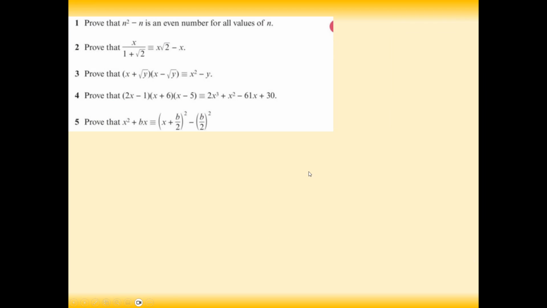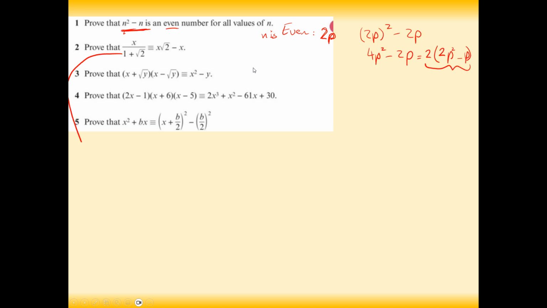Alright, so the questions in your textbook are like so. You only need to start from one side of the identity and prove left equals right. Now, these involve using your knowledge of simplifying surds and rationalizing surds. Here you have to complete the square for question 5. In question 1, you're proving it is even, so use 2p or 2 something and substitute that into the expression like I'm doing here, and so on and so forth.